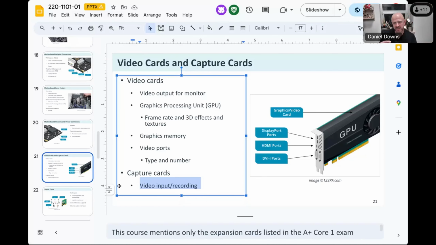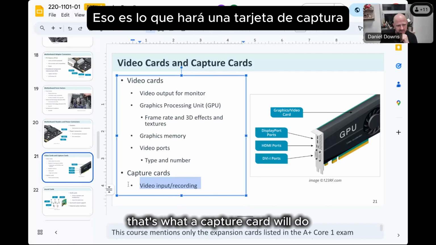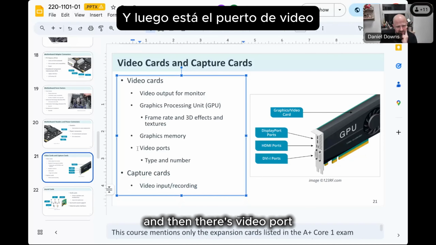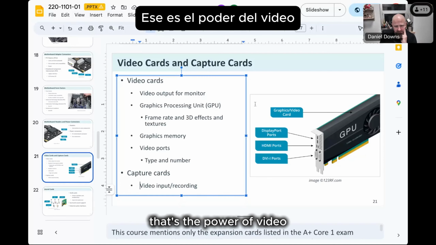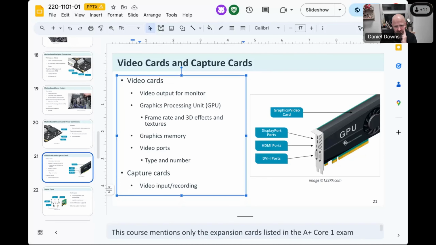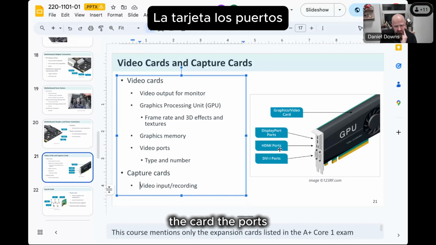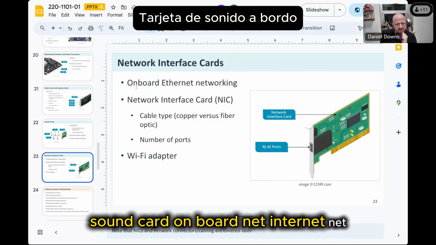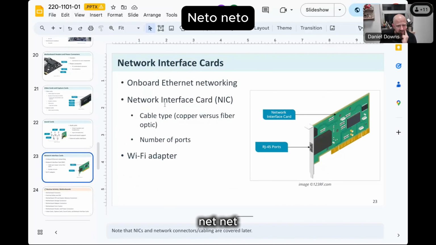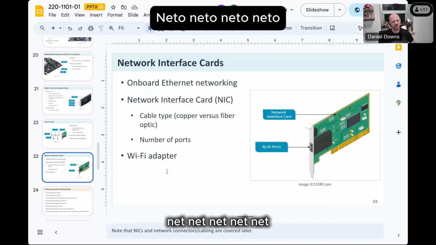So it basically transfers images. That's what a capture card will do. And then there's video port, graphics memory. So that's the power of video capture cards and graphics processing units. The card, the ports, the HDMI port, and then DVI port. Sound cards, onboard internet networking, network interface card, and Wi-Fi adapter. All right, so those are some cards.